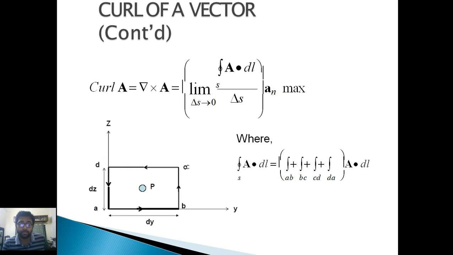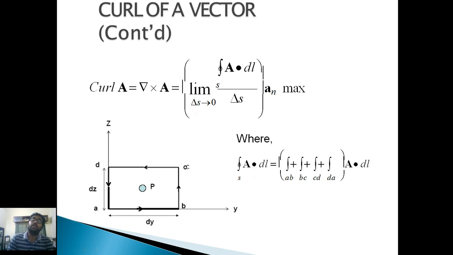Now suppose this is the point P, and this is the vector that is working in the path. This is dl, this is dz. Now if it is a surface integral, we get this value. This is the curl of a vector.